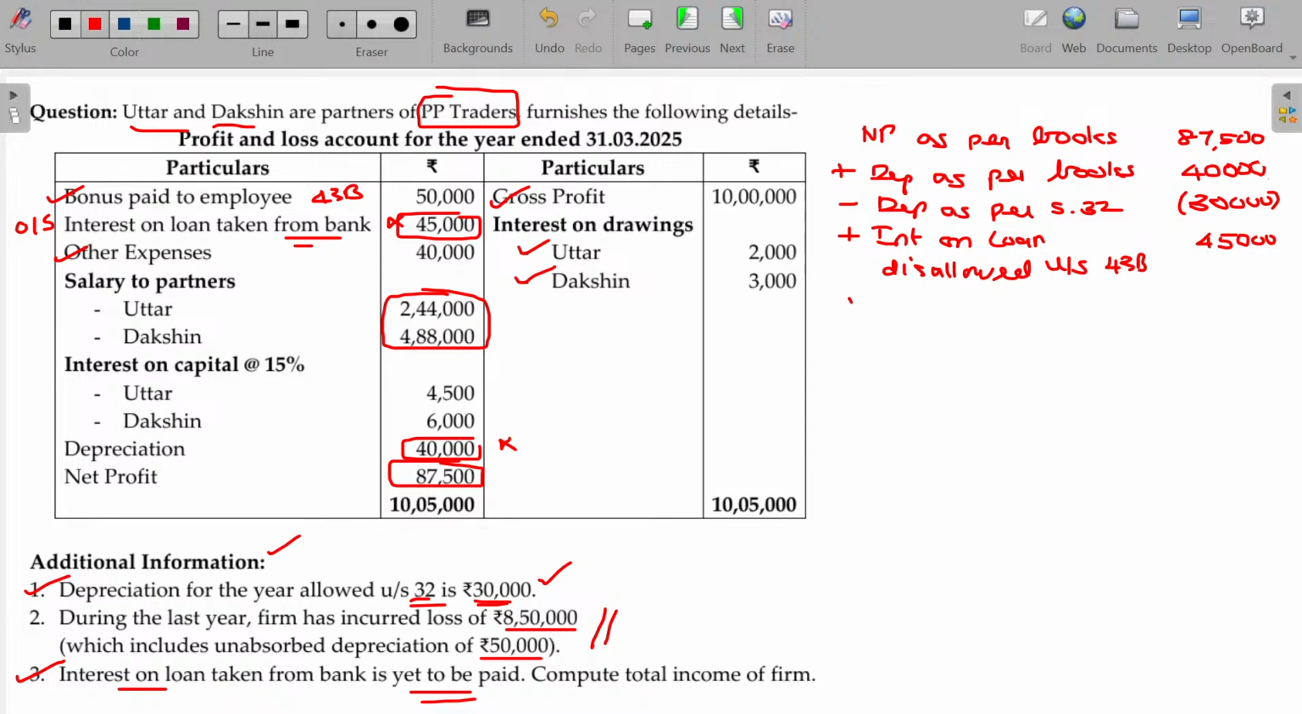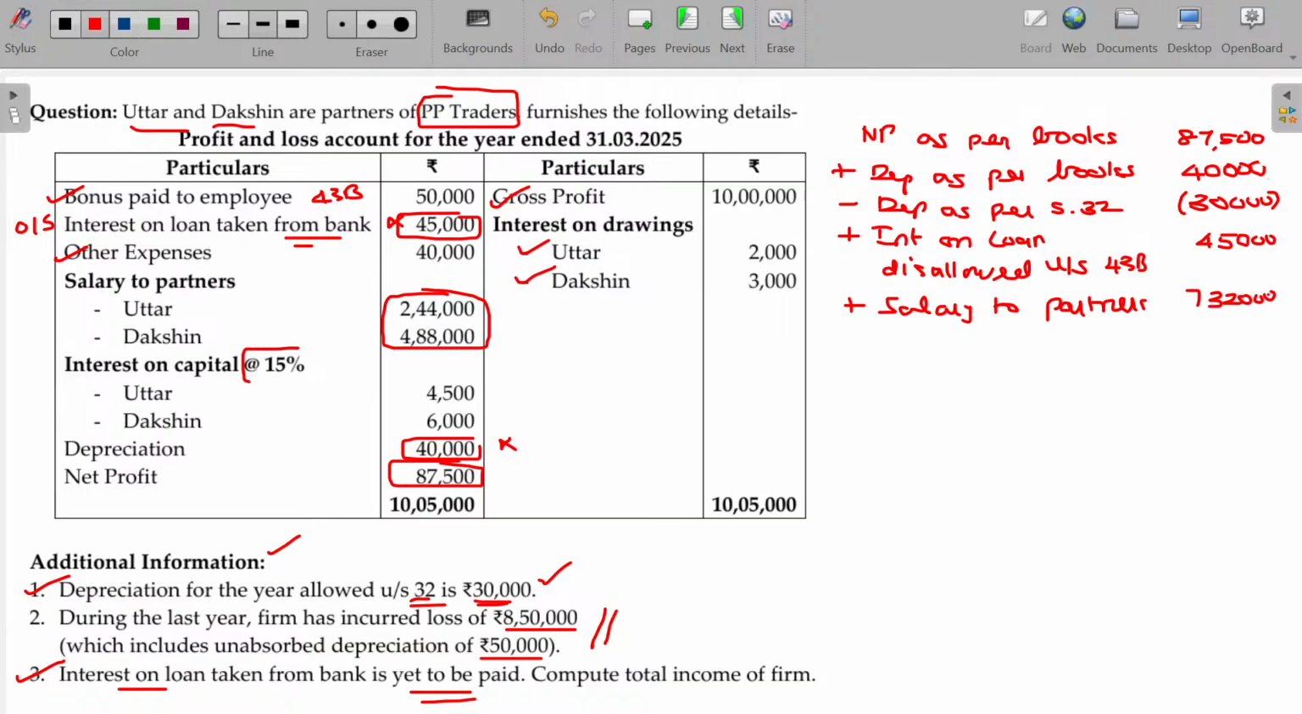So add salary to partners. Salary to partners, disallow. This value being, come on, how much is that? Add up these two, get me the value. 7 lakhs. Make it faster. 7 lakhs 32,000.